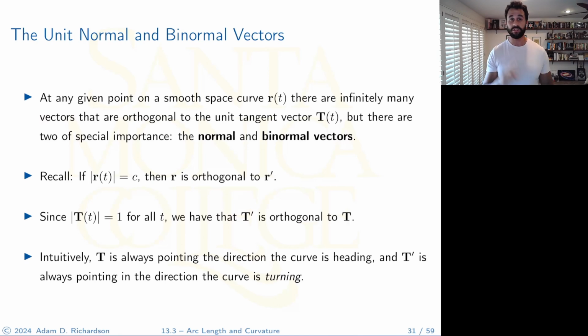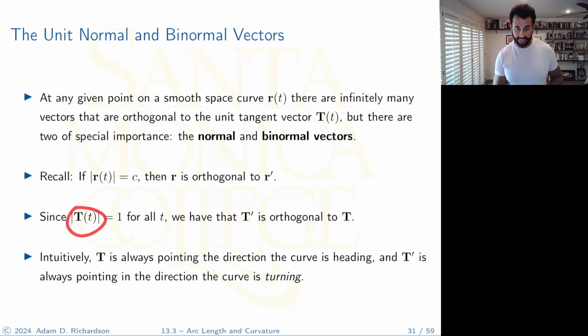But there are two very special orthogonal vectors that are important, and those are the normal vector and the binormal vector. So we basically have the unit tangent vector, the normal vector, and the binormal vector. All right. Okay, now we're going to talk about those. So remember this example from the last lecture, I believe. If the length of this vector r is always constant, then we know that r has to be orthogonal to its derivative.